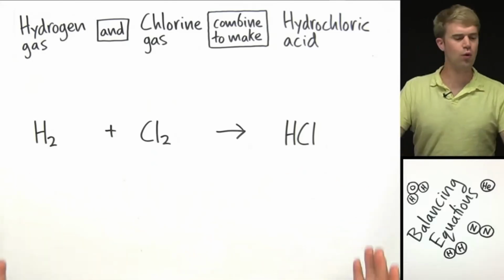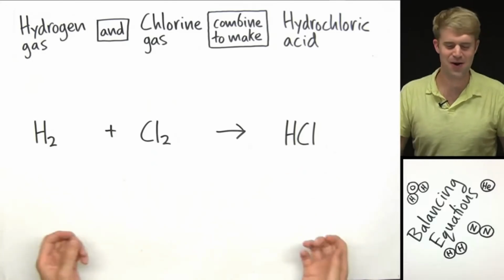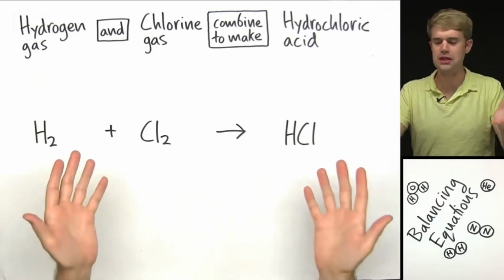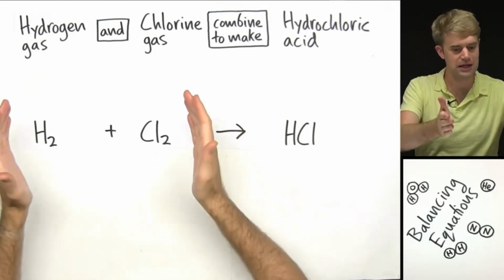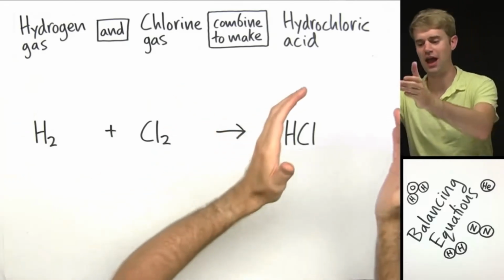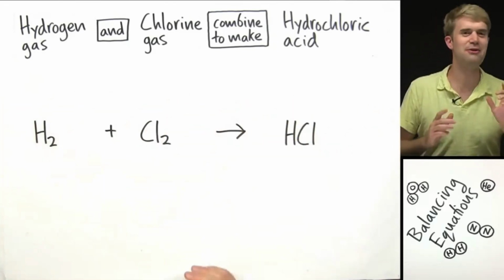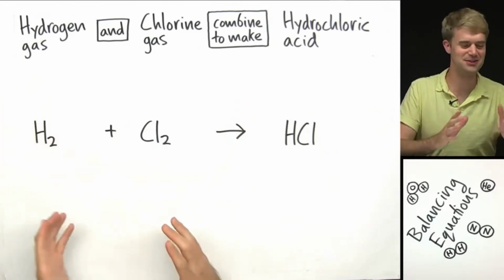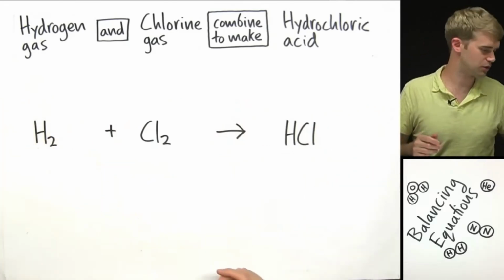Now, in order to start talking about equation balancing, which is the topic of this video, we have to look at the atoms in this chemical equation. We have to look at the number and type of atoms that we have on both sides of the arrow. I got some diagrams here so we can do this visually, so we can actually see the atoms and how they recombine during this reaction.